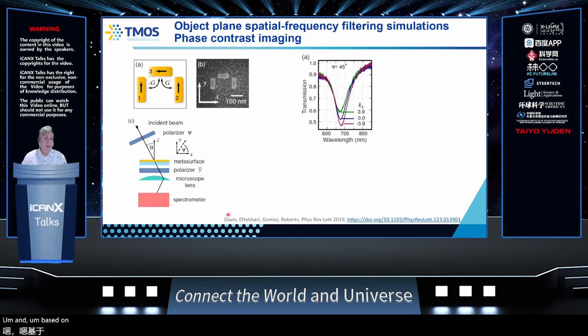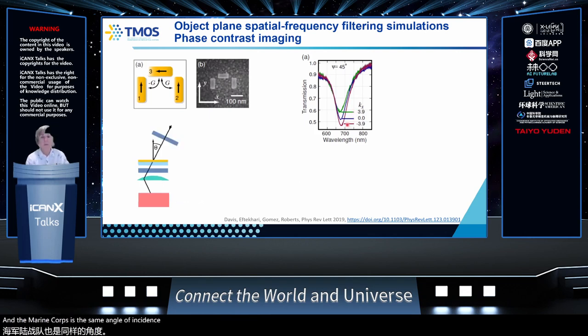These data were actually obtained by my collaborator, Tim Davis. And these are three different angles of incidence. The blue curve is normal incidence. The green curve is at some off-normal angle of incidence. And the maroon curve is the same angle of incidence, but on the other side of the normal. And what you can see here is that the green curve and the maroon curve are not the same. And so clearly this is a system that exhibits some asymmetry.